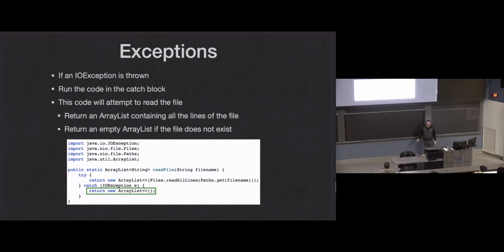So this code overall is going to try to read the file. If the file exists and everything goes okay while reading the file, we're going to return an array list with all the lines of the file and then return that. If the file doesn't exist or anything else goes wrong, any IO exception is thrown, we're going to return an empty array list, which is consistent with the homework. For the homework, each of the methods you'll write, if the file doesn't exist, return an empty, I think they're both array lists, return an empty array list.